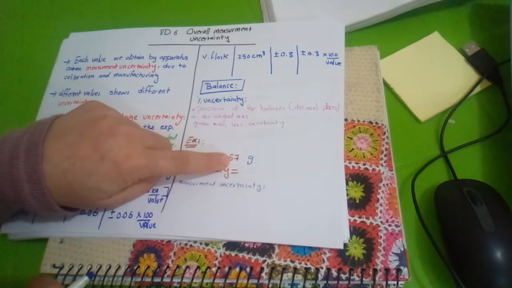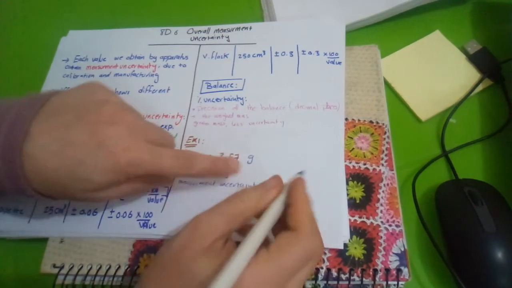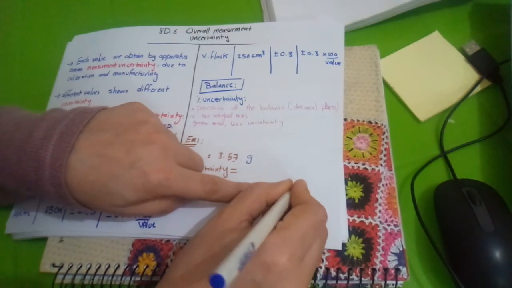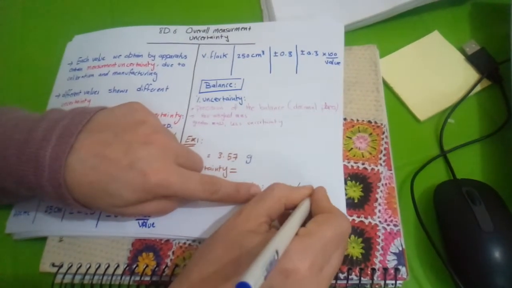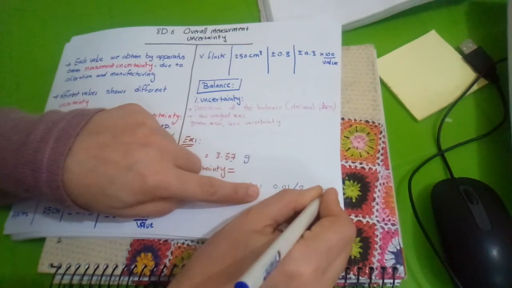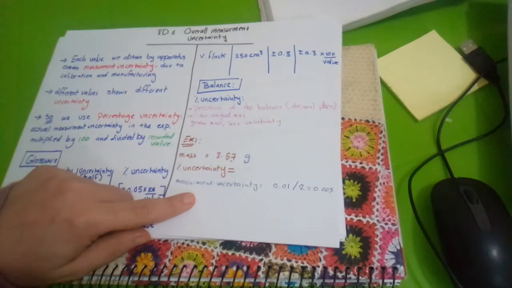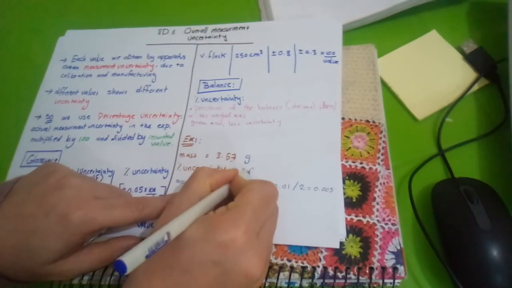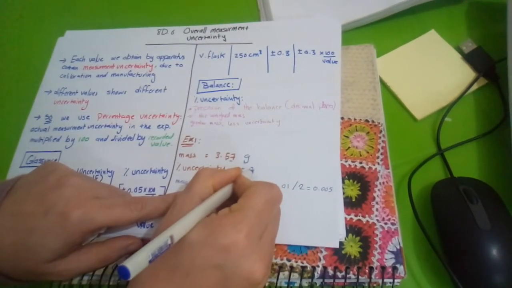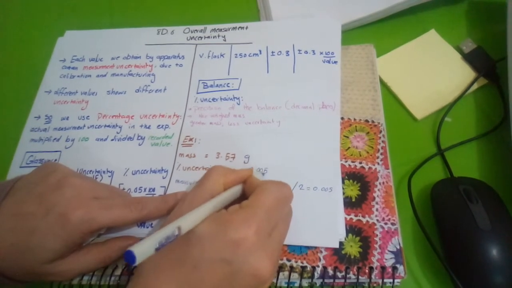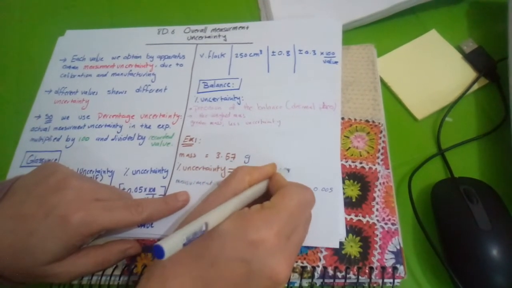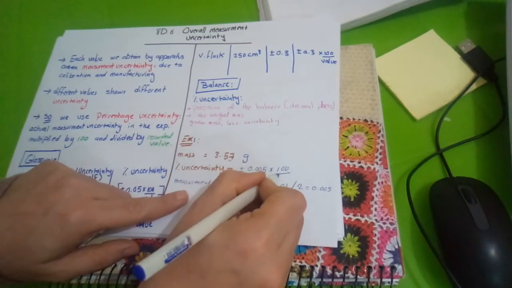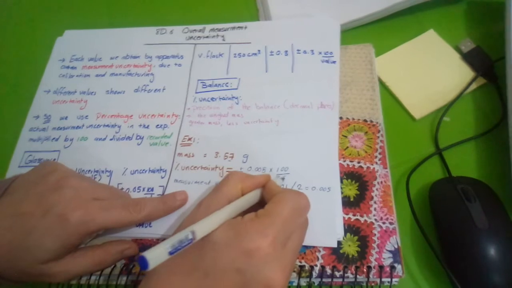We have here 2 decimal places. So the smallest digit is 0.01, and divided by 2, it's 0.005. This is the measurement uncertainty. I will use it as plus minus 0.005 times 100 divided by your recorded value, which is 3.57.